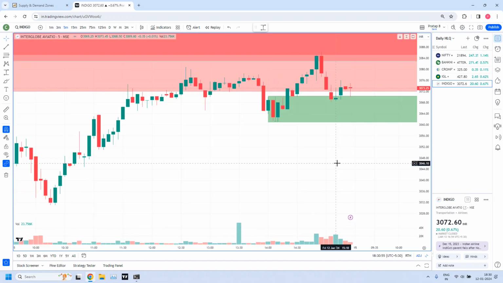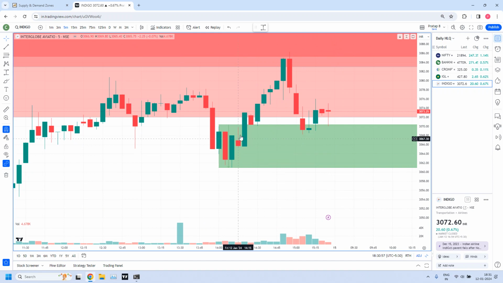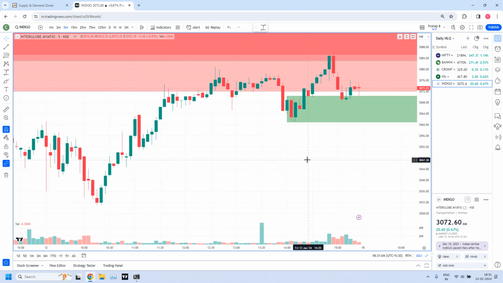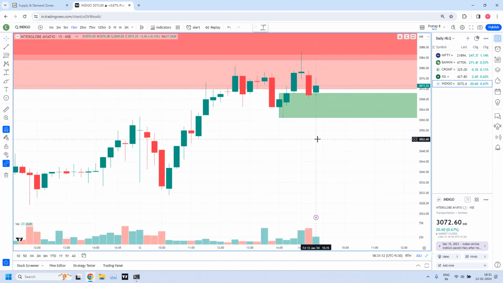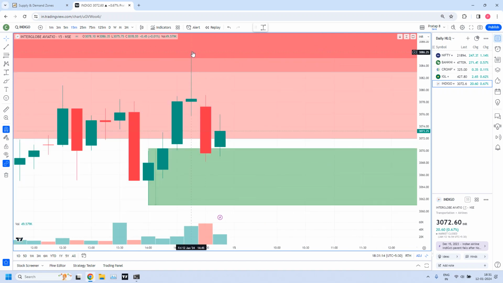Show you the 5 minutes. See here, you have a rally, base, rally. Or you can take rally, base, rally. This is having confluence. So that is the reason why 15 minutes or 5 minutes, it doesn't make any difference in setting the target. So prices entered and reached the target.